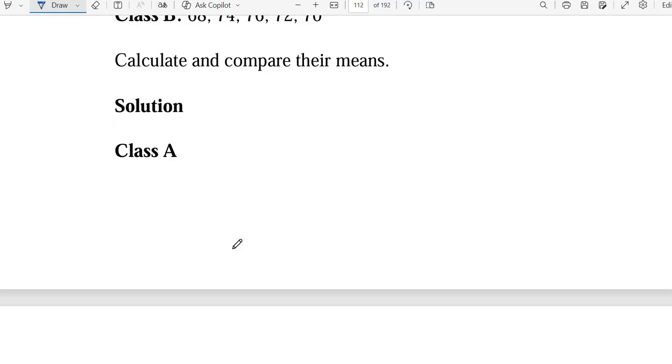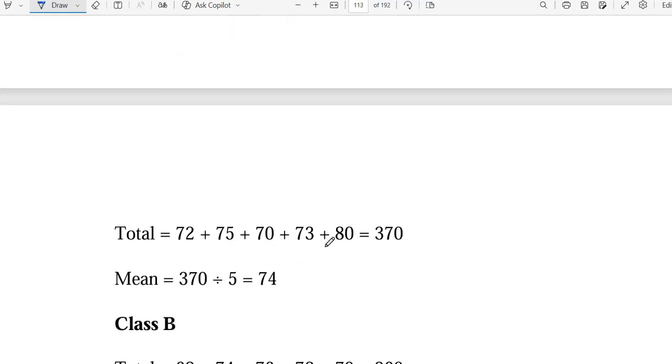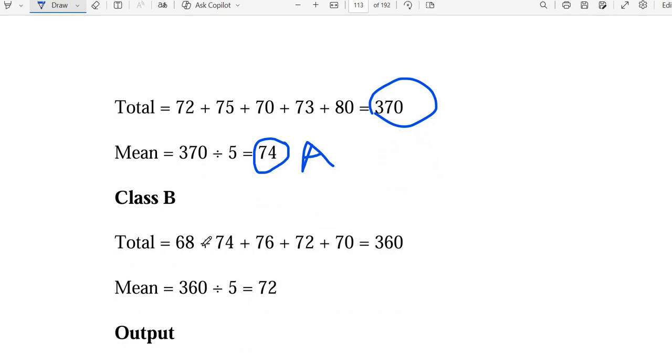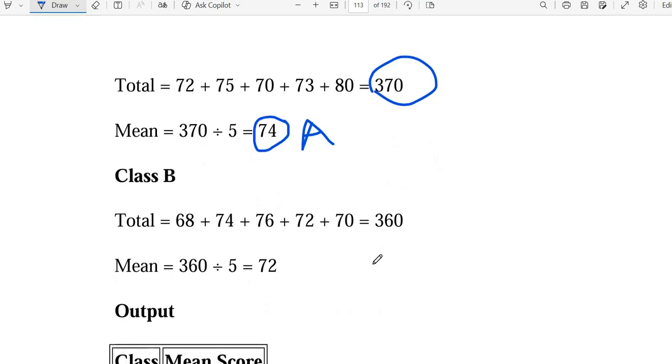First, how to calculate the mean? Add all the numbers and divide by the number of observations. That is 370 divided by 5, that is 1, 2, 3, 4, 5. We will get 74. So the mean of class A is 74. Now class B, we have to add all the numbers. We will get 360. 360 divided by 5, we will get 72. That is the mean of class B.